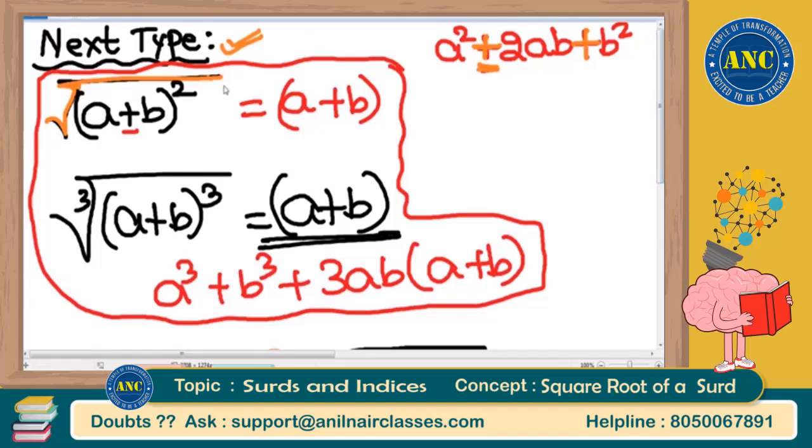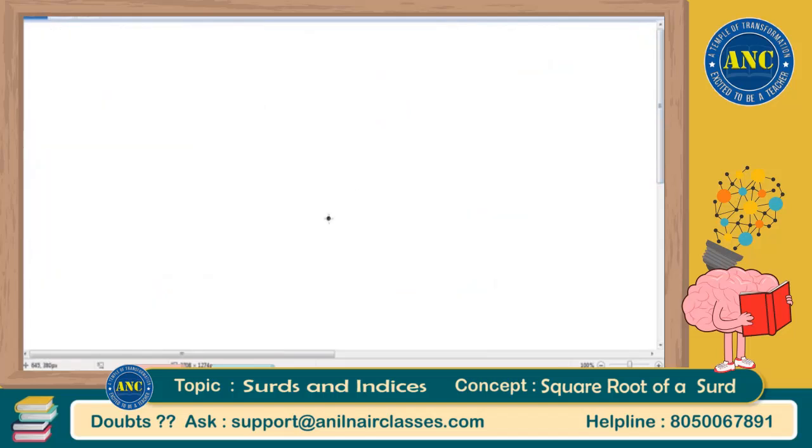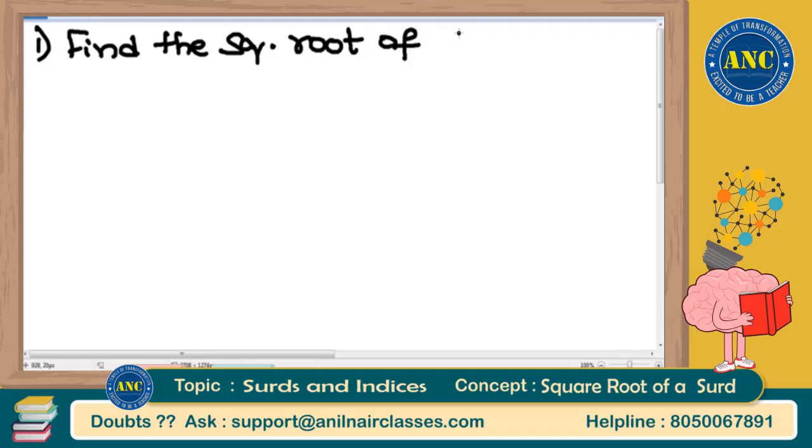Listen to the first few problems. Close to 10 questions we will solve continuously, and then we will understand whether it is clear for you or not, and then we will take it forward. Suppose your question is: find the square root of... listen carefully, do not write initially. Find the square root of 4 plus 2 root 3.